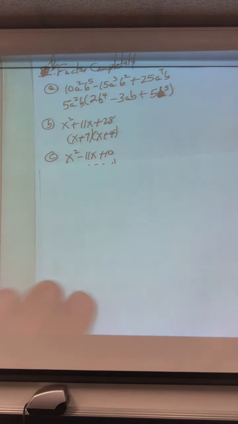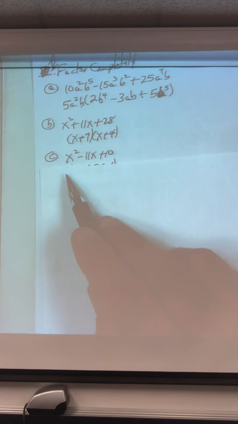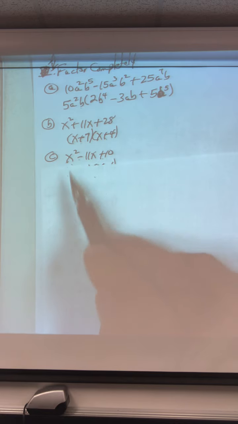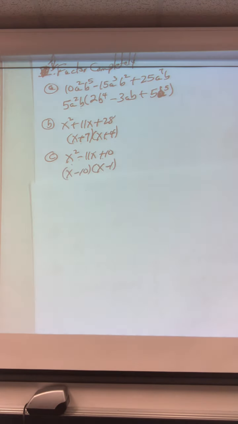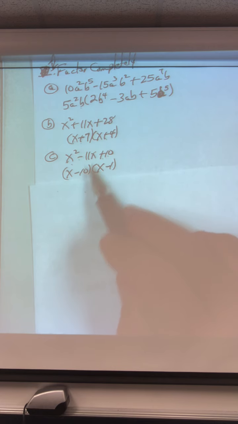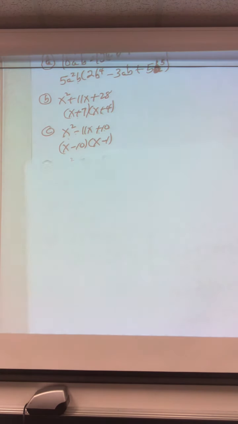Do your 2 sets of parentheses. X squared is X and X. Signs are the same, both negative. So it's X minus. 2 numbers, when you multiply, you get 10, but when you add them, you get 11. 10 and 1. 10 times 1 is 10, 10 plus 1 is 11.